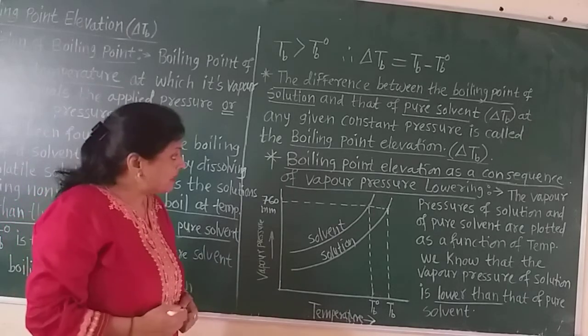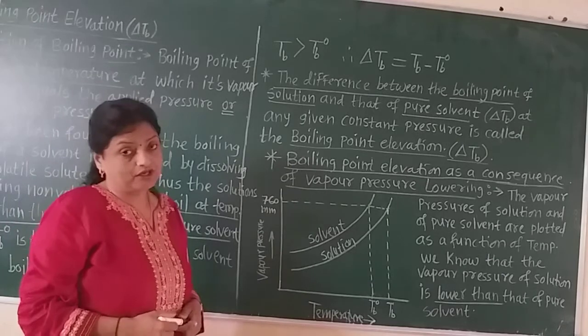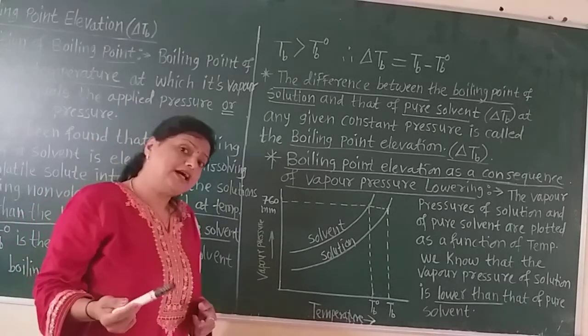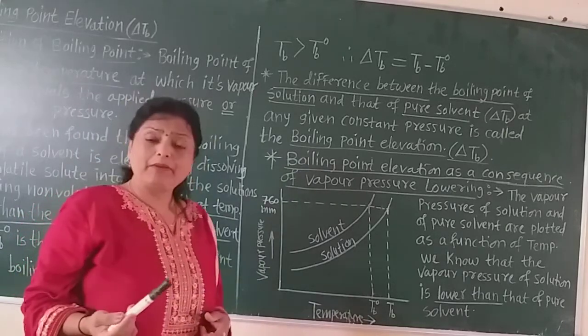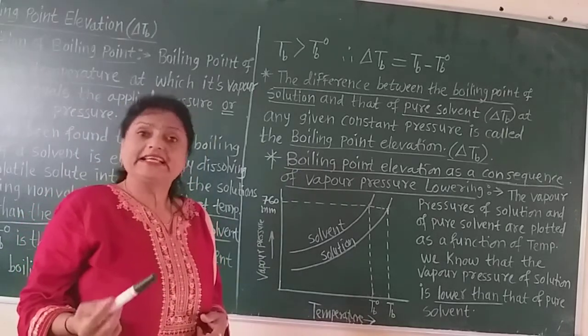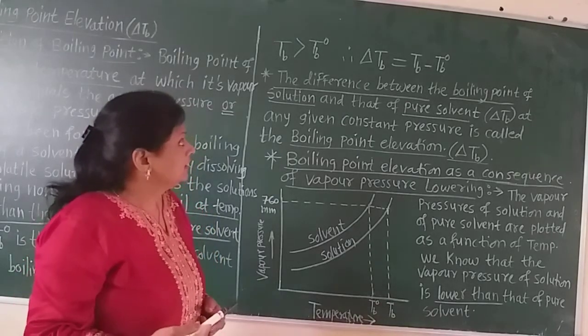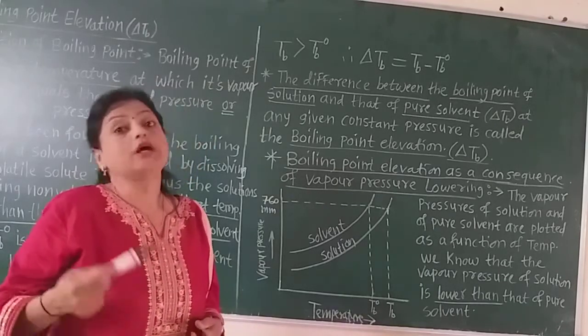Now let us learn boiling point elevation as a consequence of vapor pressure. Why is there an elevation in boiling point? That depends upon the vapor pressure. As the vapor pressure of the solvent is greater than that of the solution, the solvent boils more readily than the solution.